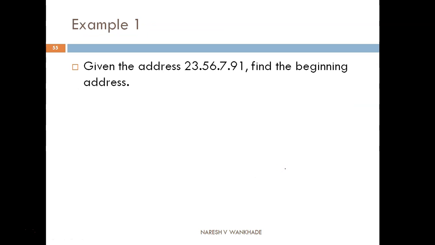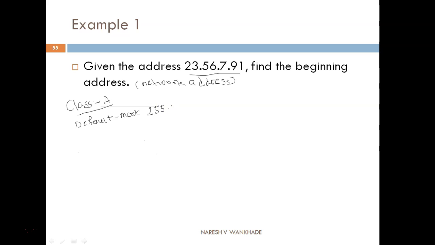Let's see example here. Given the address 23.56.7.91, find the beginning address. Beginning address means network. What is the class of address? Class of address is A. Okay. And what is the default mask? Default mask for class A is 255 dot 0 dot 0 dot 0.